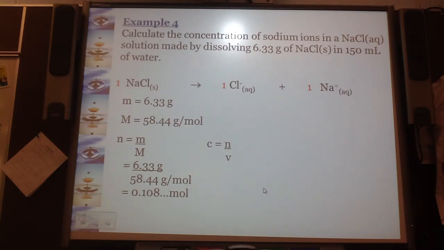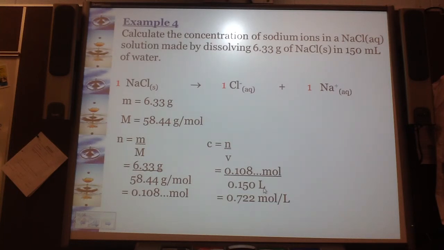So C equals n over V. So you take that moles that you found, divide it by 0.15 liters. And we have 0.722 moles per liter. So now you actually have a concentration to work with.